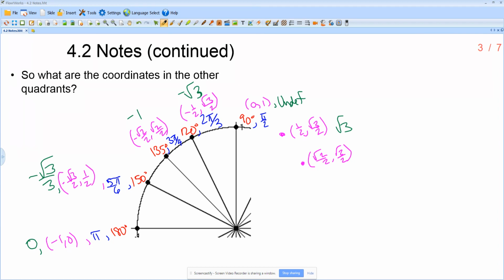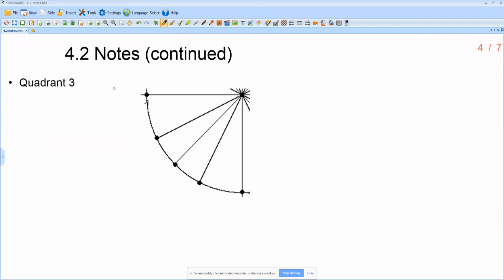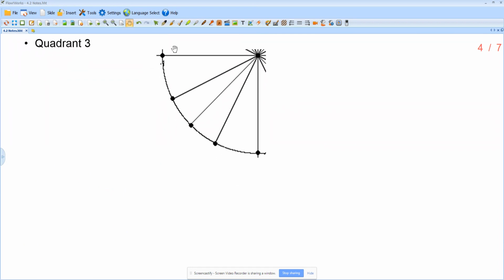So now going into the third quadrant, what I'm going to start with is just all of our angles. We said that this was 180. I'm not going to rewrite it, but this is 210, 225, 240, and 270.